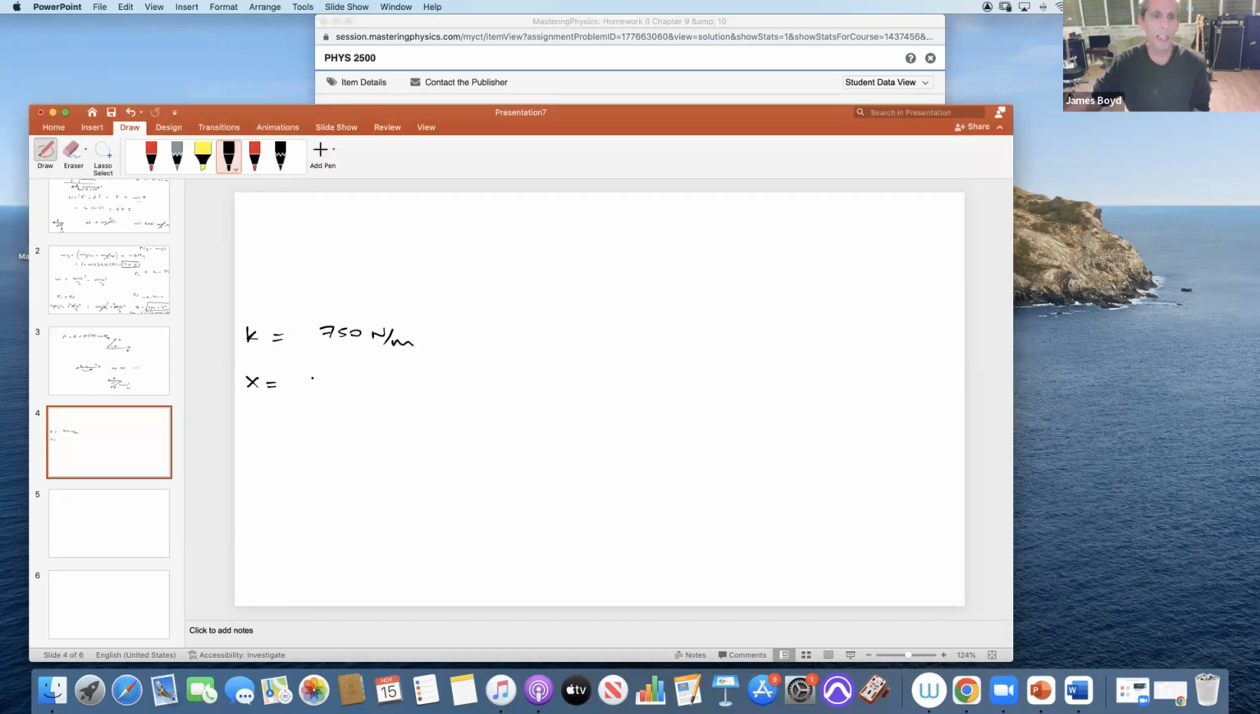So x is going to be 7 centimeters, but we need it in meters always. Now the force of a spring, the restoring force, is -kx. Okay, but he's actually pushing on it, so we're going to take a positive value here. So all we have is 750 times 0.07. That's easy enough. 750 times 0.07.